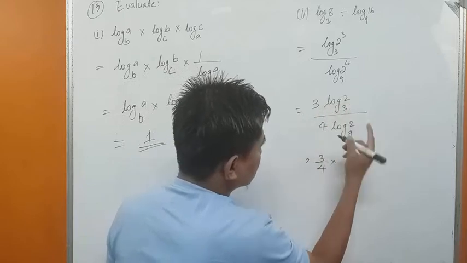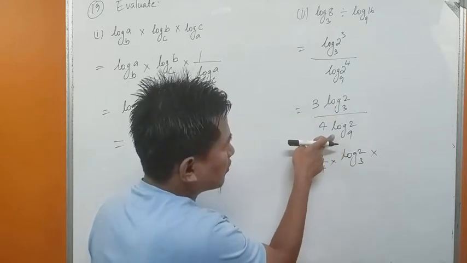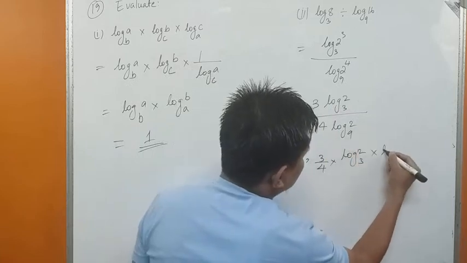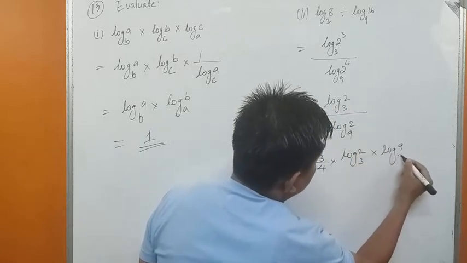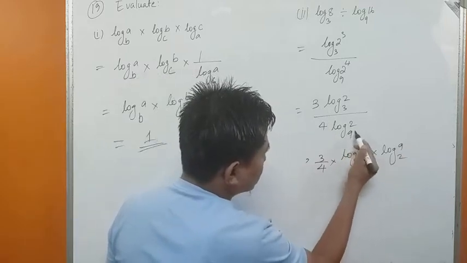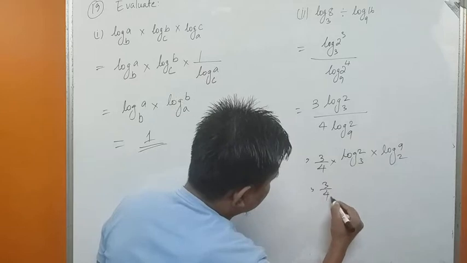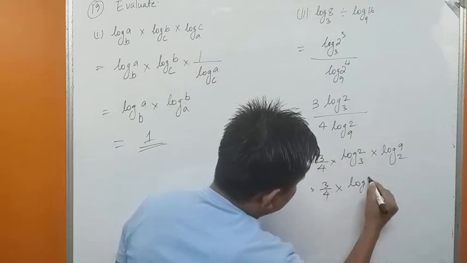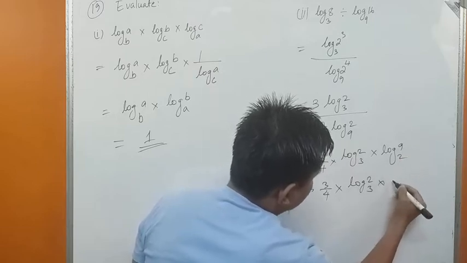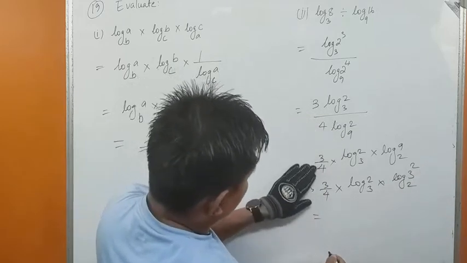log 2 to the base 3 into, if I take this number from denominator to numerator, the base becomes log and the log becomes base. So this becomes log 9 to the base 2. The base 9 becomes log and the log 2 becomes base. So we have 3 upon 4 into log 2 to the base 3 into log 9 to the base 2, and 9 means 3 squared, so log 3 squared to the base 2.